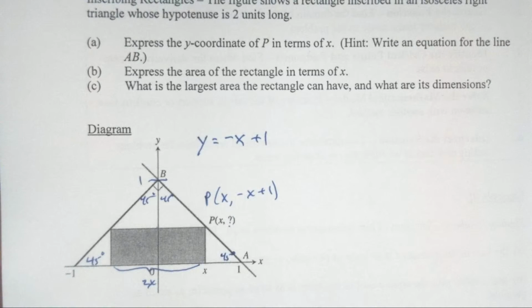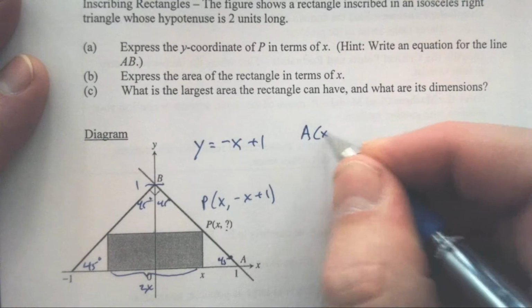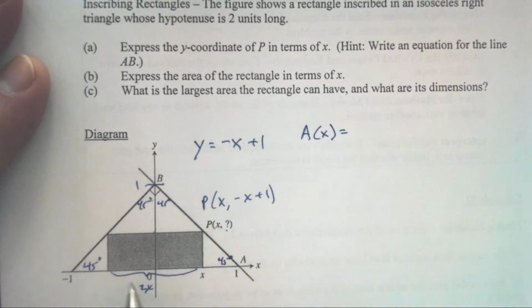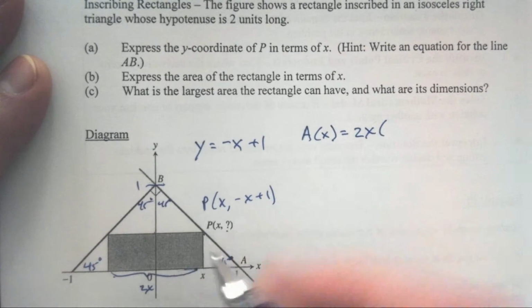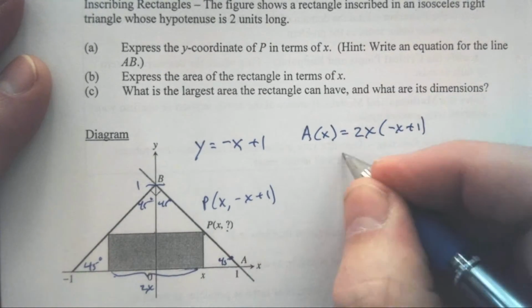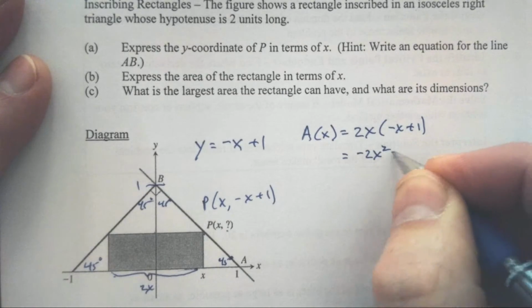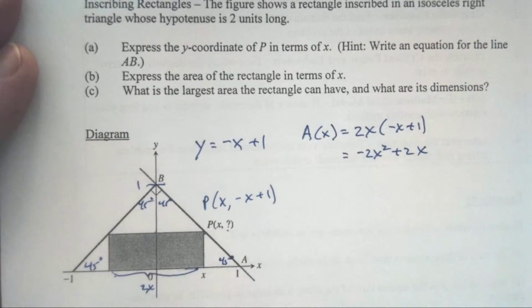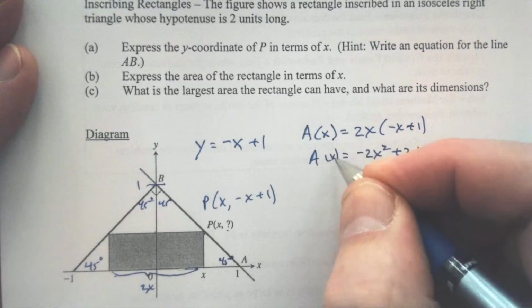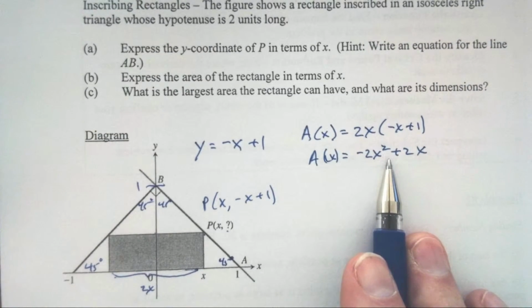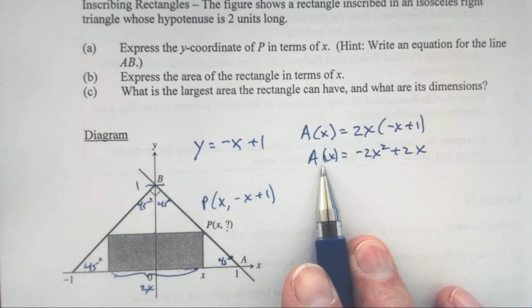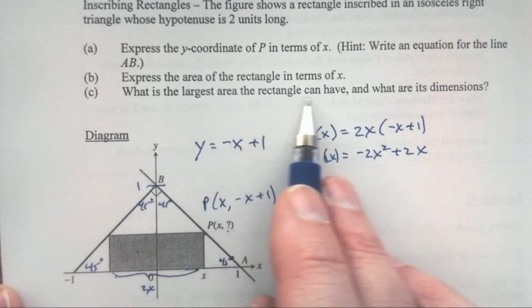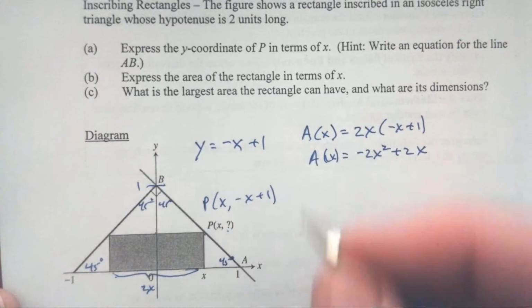All right, where does that take us? Express the area of the rectangle in terms of x. Area in terms of x, then, of the rectangle would be 2x times the height, -x plus 1, or -2x squared plus 2x, which we know is an upside down parabola. So the anticipatory question is, what would be the maximum area? What is the largest area of the rectangle and what are its dimensions?